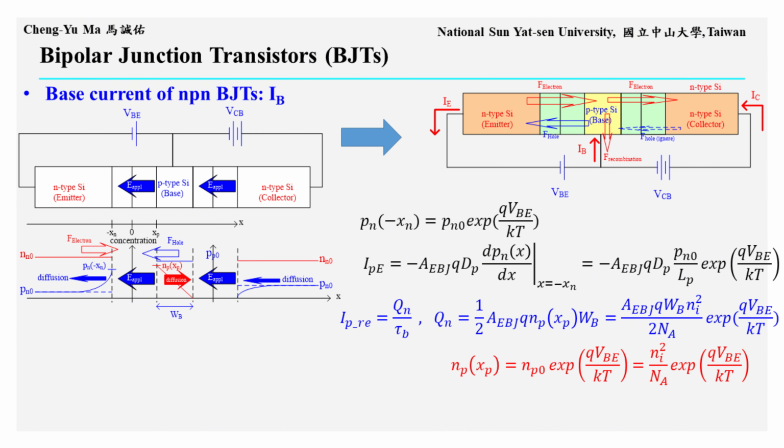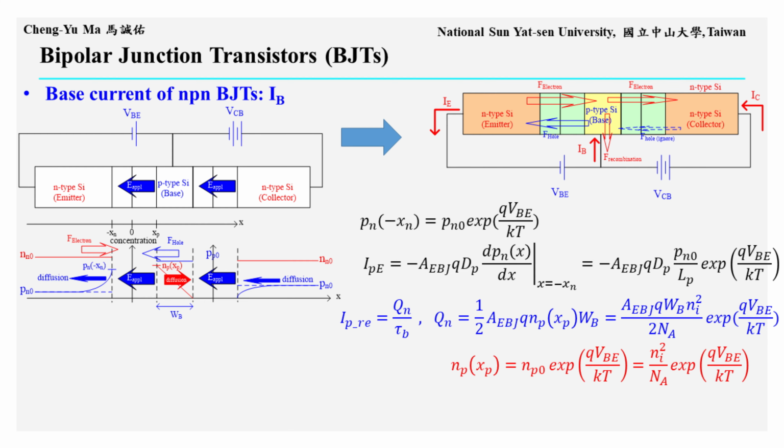Since the distribution is approximately triangular, Qn equals the junction area, AEBJ, times Q times Np at xp times Wb divided by 2. Equivalently, it can be written as AEBJ times Q times Wb times Ni squared divided by 2Na, multiplied by the exponential of Q times VBE over KT. This recombination current flows into the base terminal.